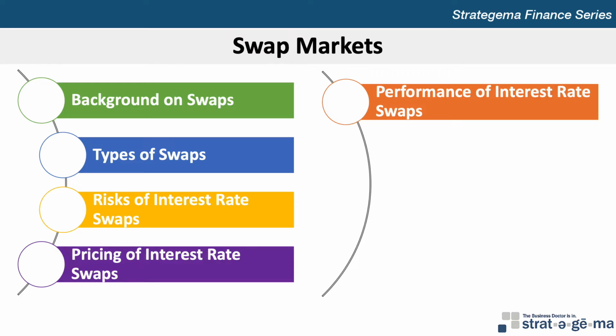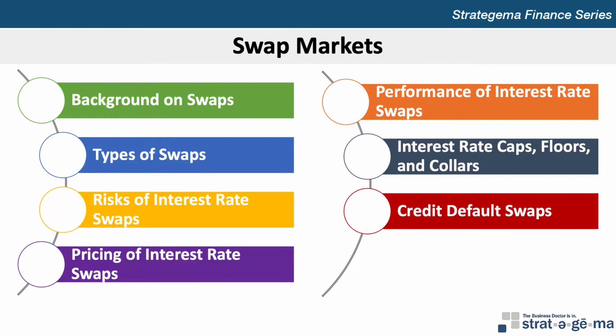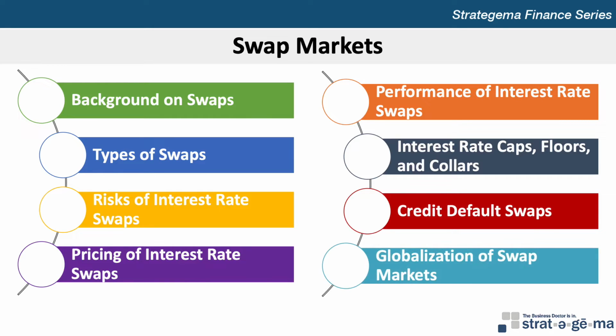Fifth, to identify factors influencing interest rate swap performance. Sixth, to identify other interest rate derivative instruments that are commonly used. Seventh, to explain how credit default swaps are used to reduce credit risk. And the last learning objective is to describe how the swap markets have become globalized.